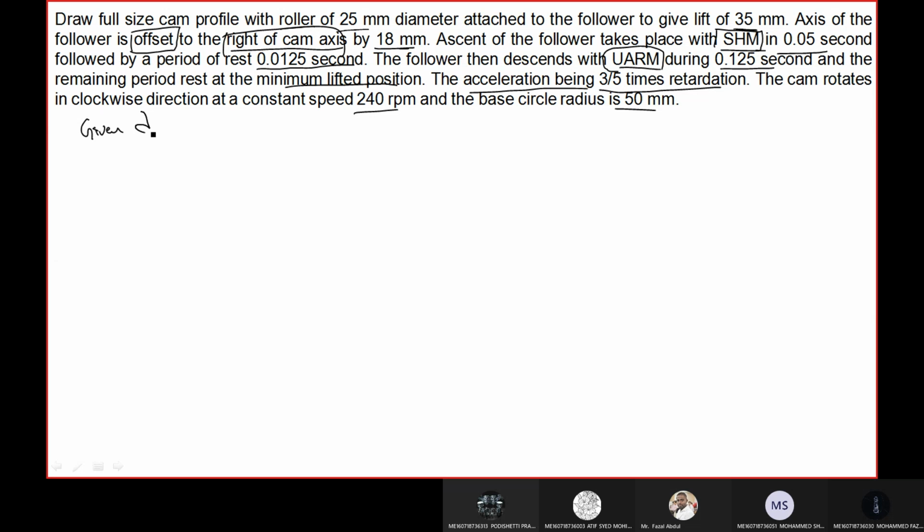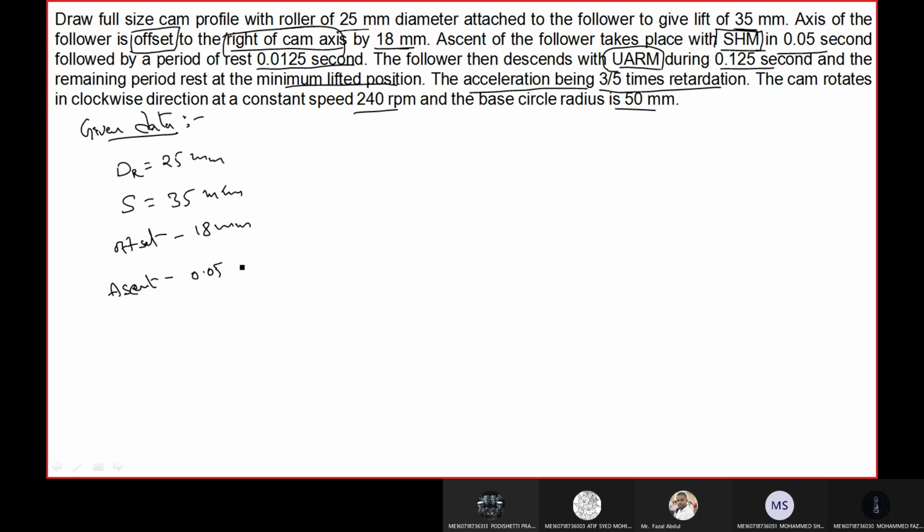Given data. So what is the given data here? Roller diameter is 25 mm, and follower stroke length S is 35 mm, and offset value is 18 mm. Then ascent time is given.